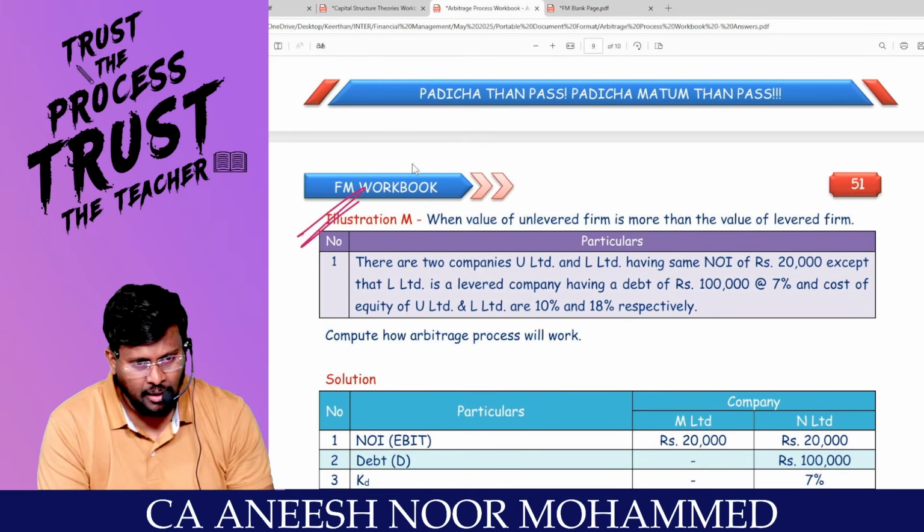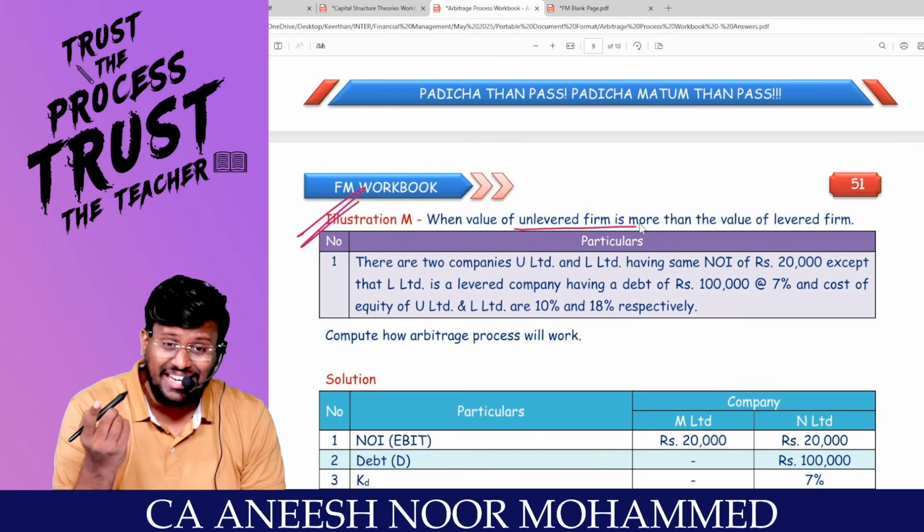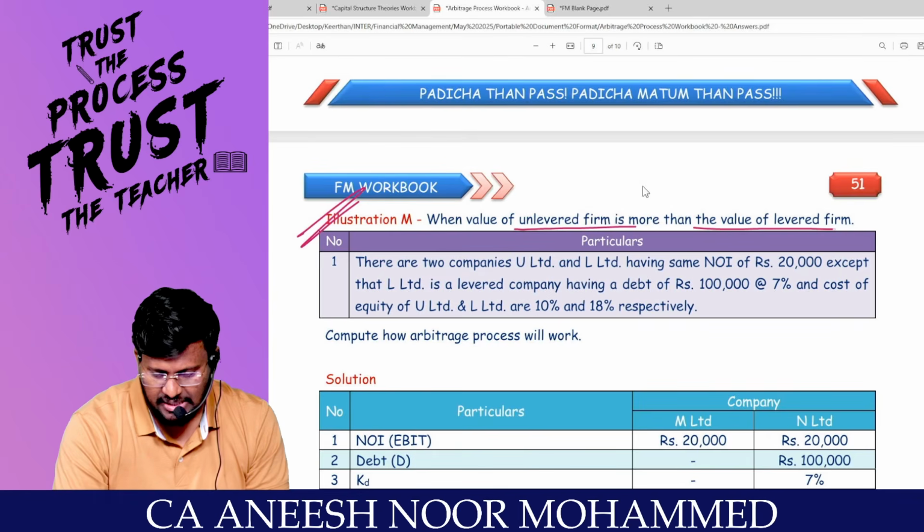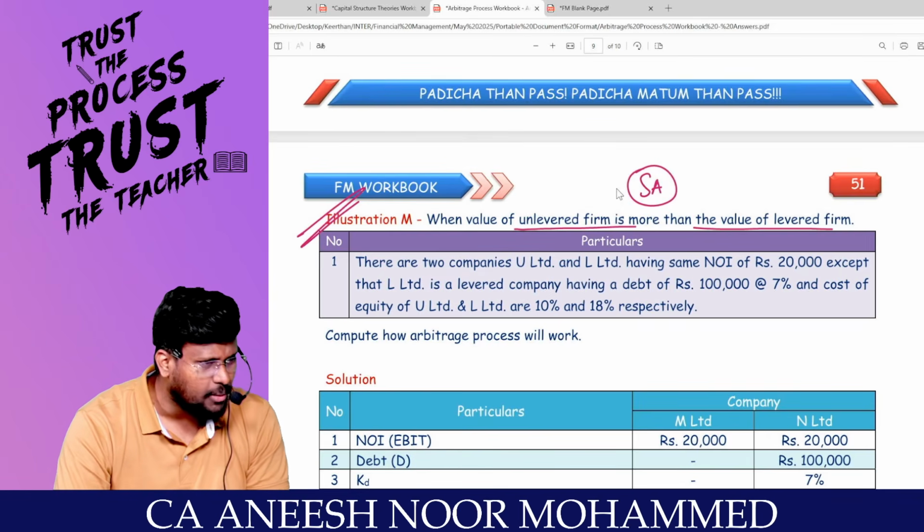Illustration number 8. When the value of the unlevered firm is more than the value of the levered firm, this is our secondary arbitrage. What arbitrage?